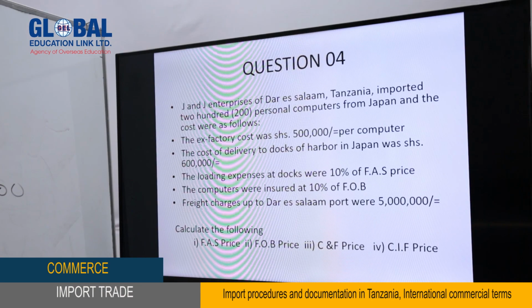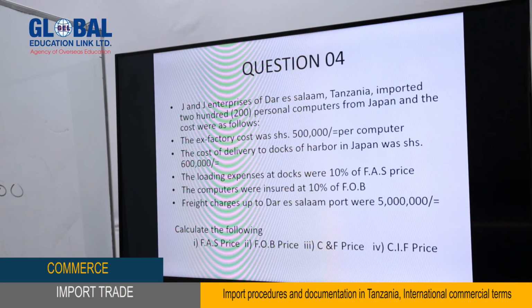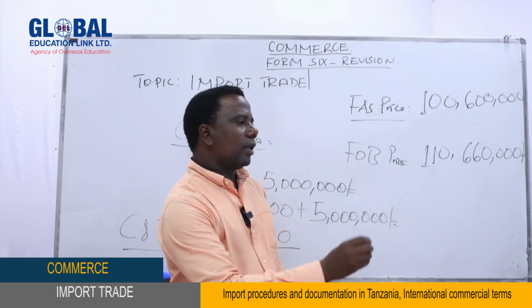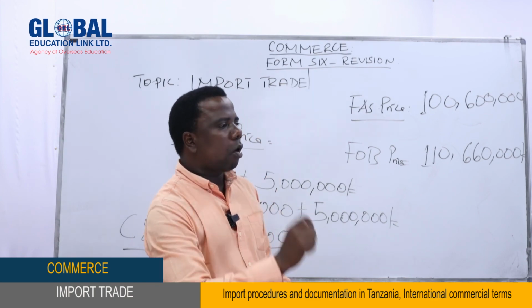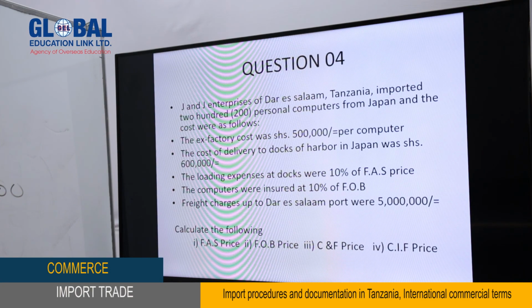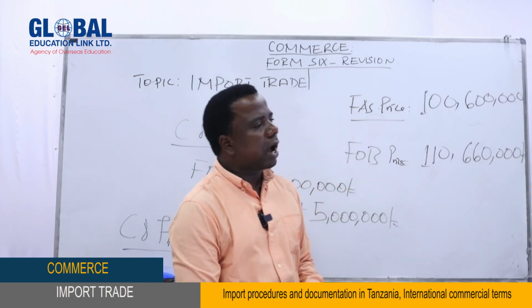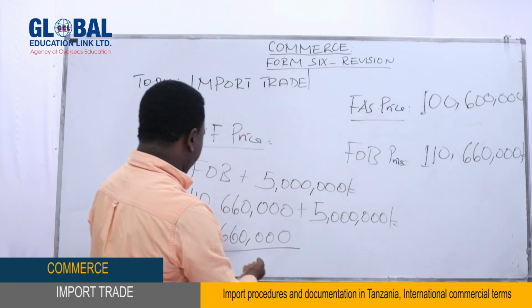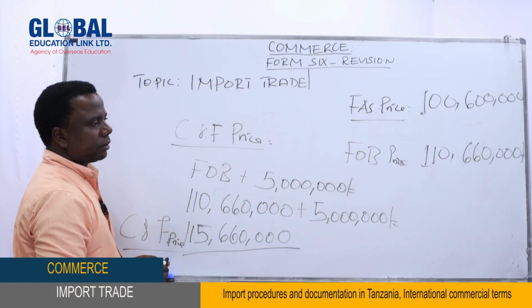Now for CIF, you have to add the insurance cost, which is that the computers were insured at 10% of FOB. So calculate 10% of FOB, then you get the insurance costs. So this one will be your homework to calculate CIF. It's very simple. Just find 10% of FOB, then add it to the figure we have obtained here.